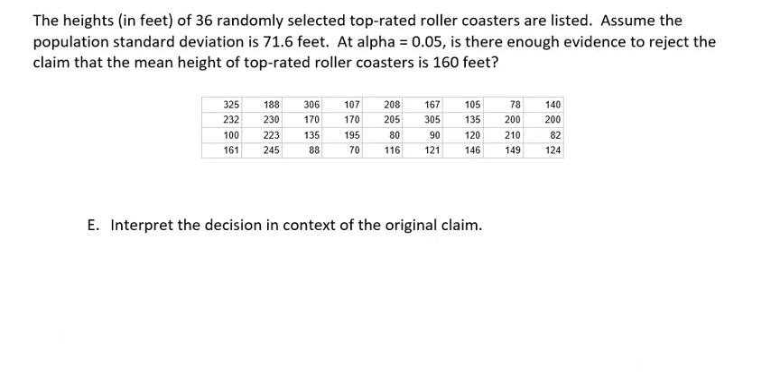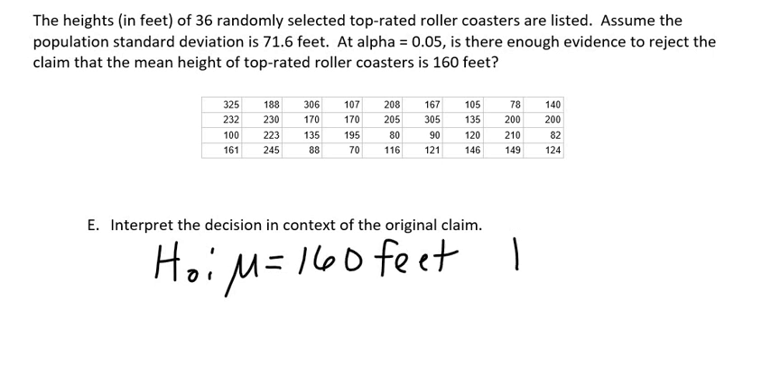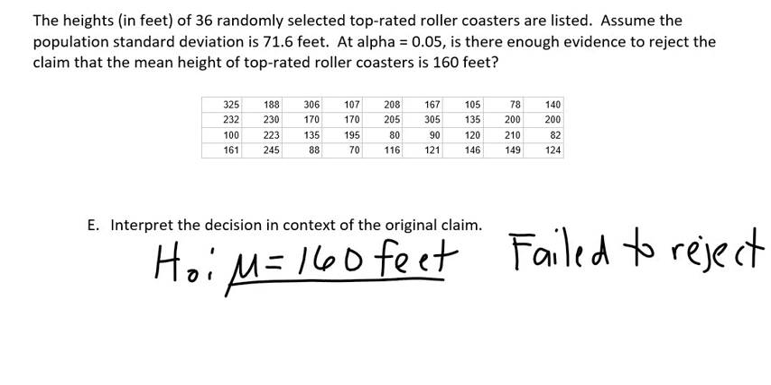Part E. Interpret the decision in context of the original claim. Let's look at what the original claim was. The original claim was actually our null hypothesis, and that was the mean height of top-rated roller coasters is 160 feet. So remember that we failed to reject the null hypothesis, which means that we're stating that our null hypothesis is true.